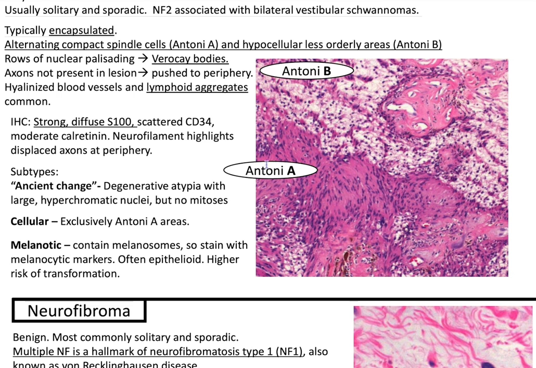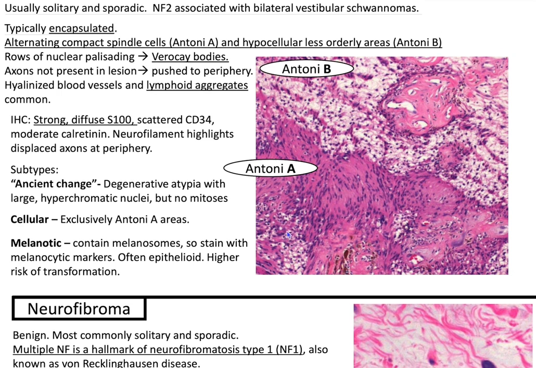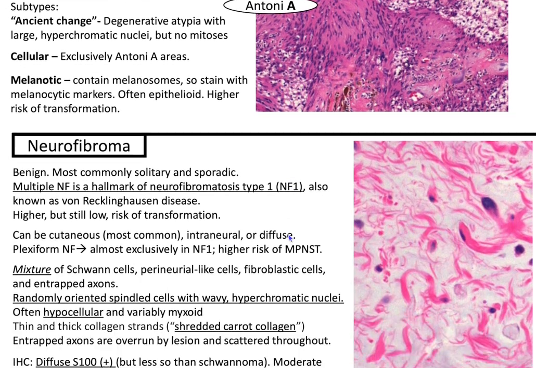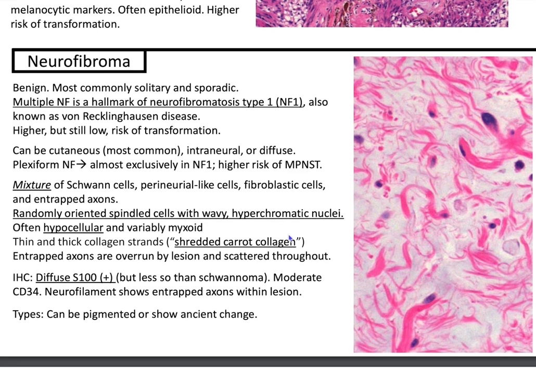Cellular, which is exclusively Antoni A, and melanotic, which contains melanosomes, so it can stain with melanocytic markers, is often epithelioid and has a higher risk of transformation. Neurofibroma, these are benign, most commonly solitary and sporadic, but if you have multiple, it's a hallmark of neurofibromatosis type 1, NF1.